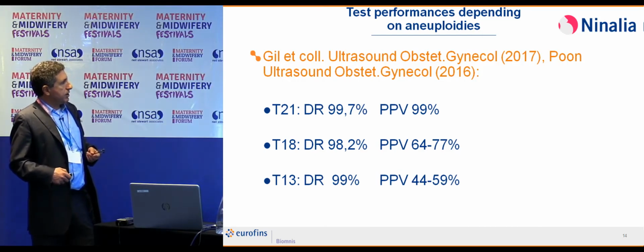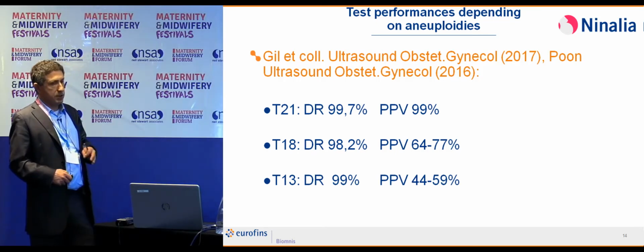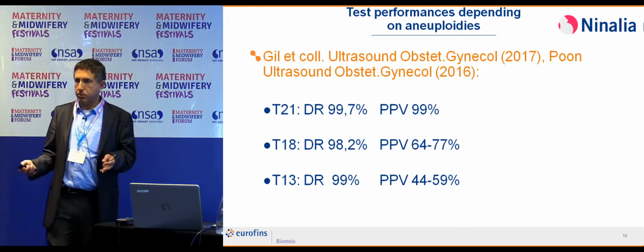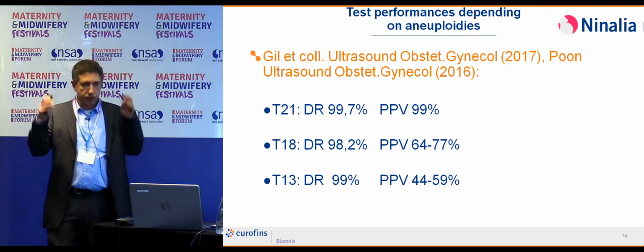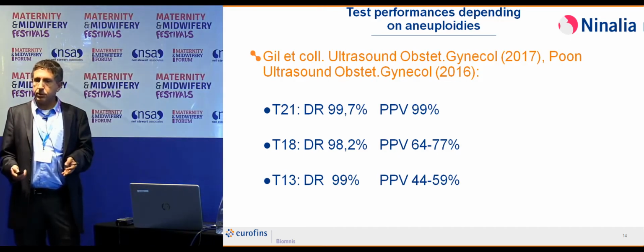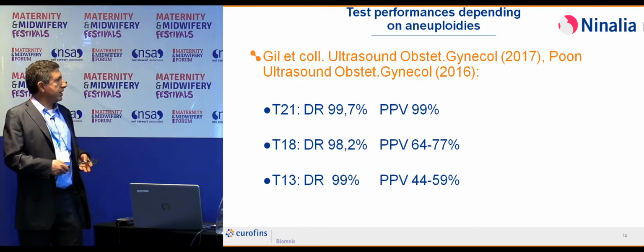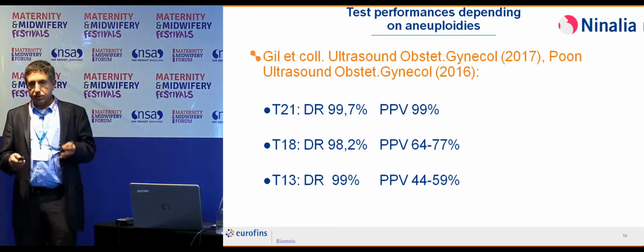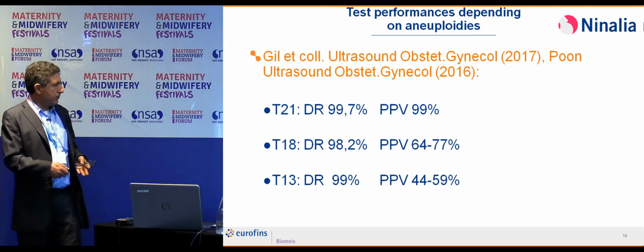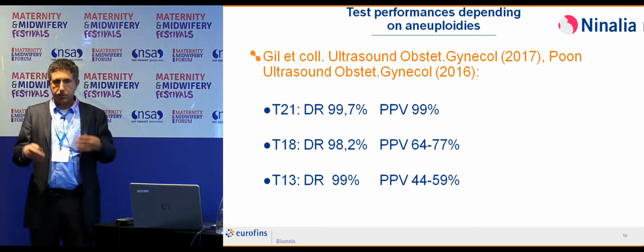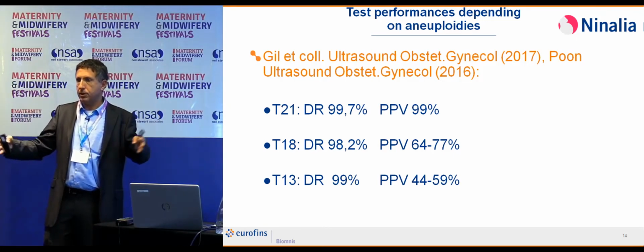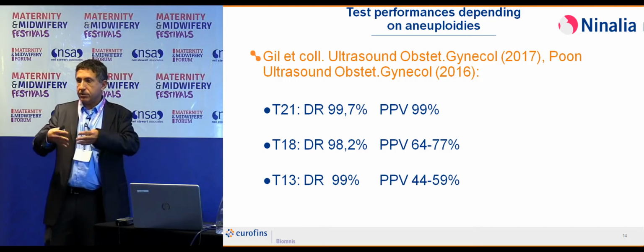Take care of the positive predictive value, which is not the same depending on the chromosomes. For chromosome 21, it's very good. It's 99%. So if we give you a positive result for trisomy 21, there's 99% chance, if you can say, to have a real trisomy 21. But with trisomy 18, there's only two-thirds to three-fourths chance to have a true trisomy 18, and even less for trisomy 13. So it's a screening test. We propose it in the whole population, and we have to select an at-risk population.